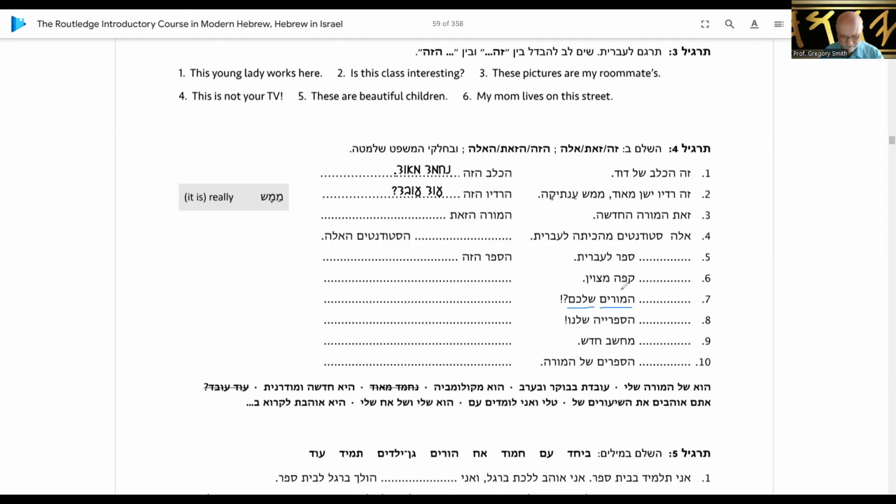Oops. Okay, wait a minute. This can't be right. These are your donkeys. This should be Morim, which is teachers. Oh, I see what the problem is. It's got a het in there where there should be a hey. Okay, so these are your teachers. So Ela Hamorim Shelchem.